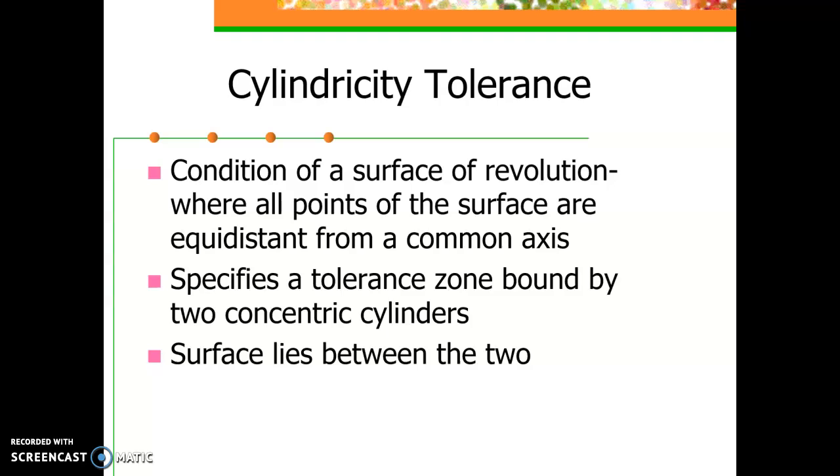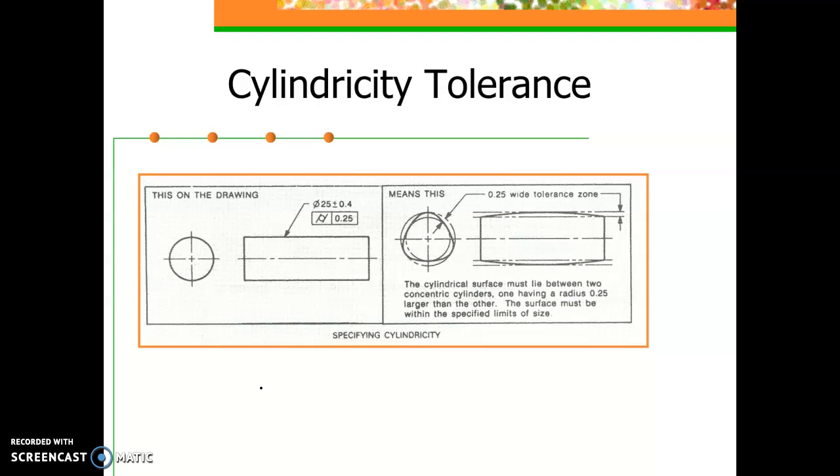The last of our form tolerances is cylindricity, and this is very similar to circularity, but we're taking this idea of circularity, of this donut shape, and we're extruding it along an axis. So our tolerance zone is actually shaped like a tube. It has an outer diameter, an inner diameter, and a length. So all along the length of that cylinder, at no point can the edges of that cylinder go outside the tolerance zone. As long as it stays inside the outside diameter and outside the inside diameter, in this case with a tolerance zone of 0.25, along its entire length, then it is passing its tolerance requirement.